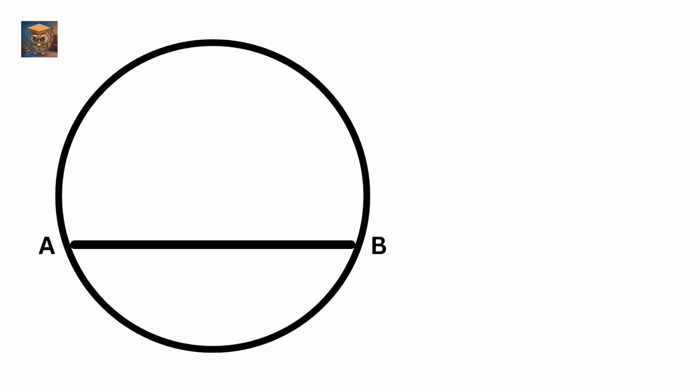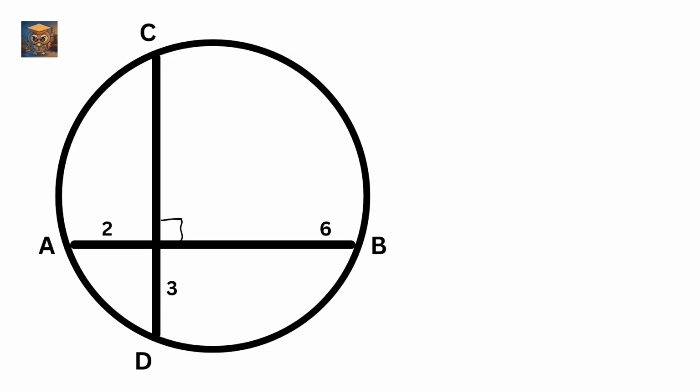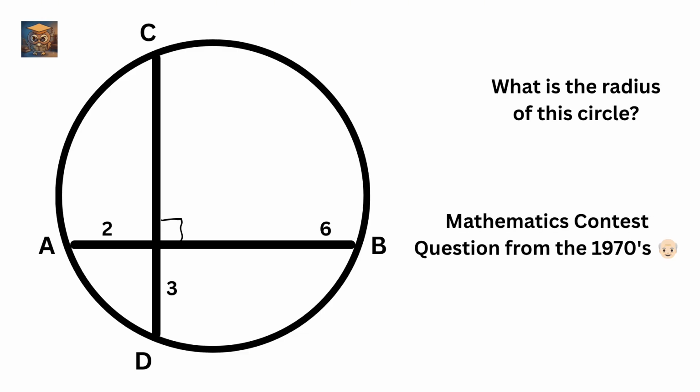In this circle, we have two chords, AB and CD, that are perpendicular to each other. The lengths of some parts of these lines are given. We need to find the radius of the circle. This problem comes from a math contest in the 1970s.